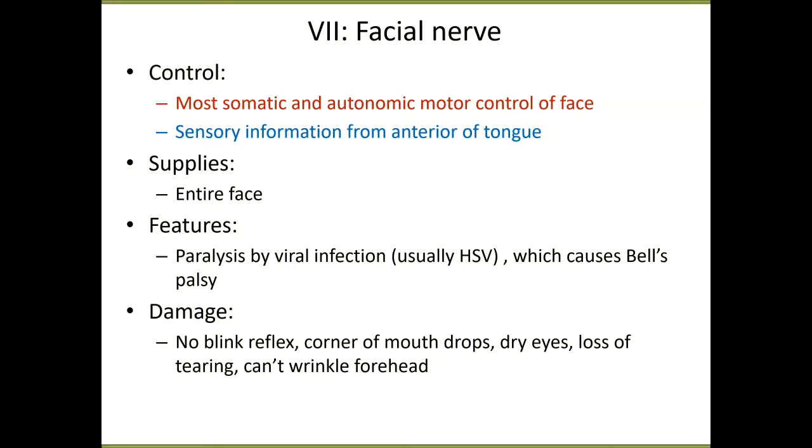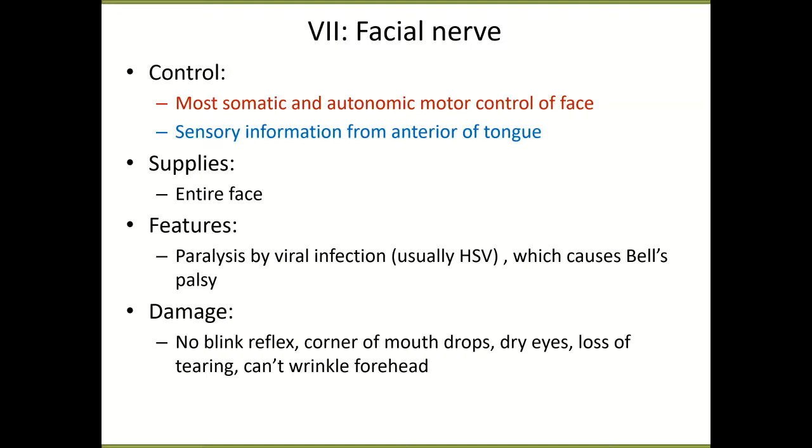And you prevent the facial nerve from communicating, so you cut off most motor supply. You don't have a blink reflex. The corner of your mouth droops. You can't really smile too well. You get dry eyes because you lose autonomic control. Loss of tearing. You can't wrinkle your forehead. You can't make a lot of facial expressions.